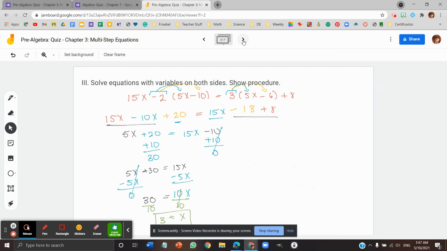Now let's say that I want to check that monstrosity. Oof. Then all I would have to do is wherever I had that x, substitute with a 3. So this could be a 3, this would be a 3, this would be a 3, and so on. I encourage you to check it.